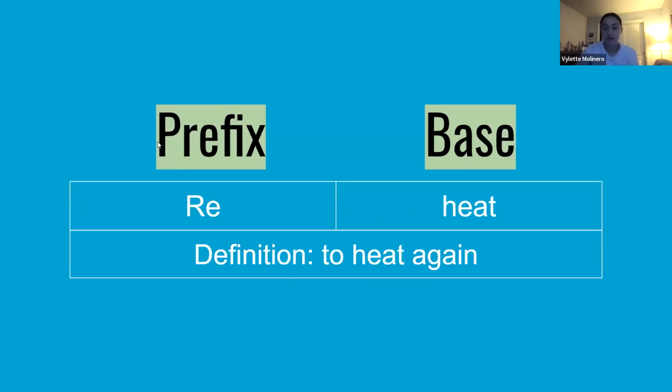Okay, now that everybody has discussed it with their partner, to reheat your soup would be to heat it up again. Here we have our prefix re and our base heat, and the definition of reheat would be to heat it again, versus to heat up your soup for the first time, which would just be to heat up your soup for the first time.